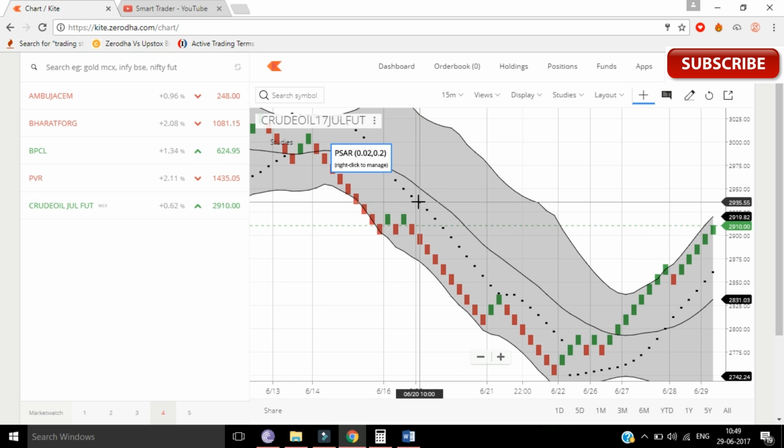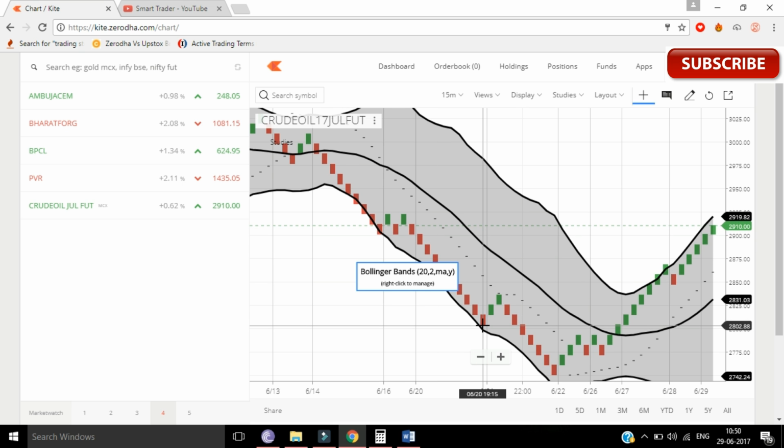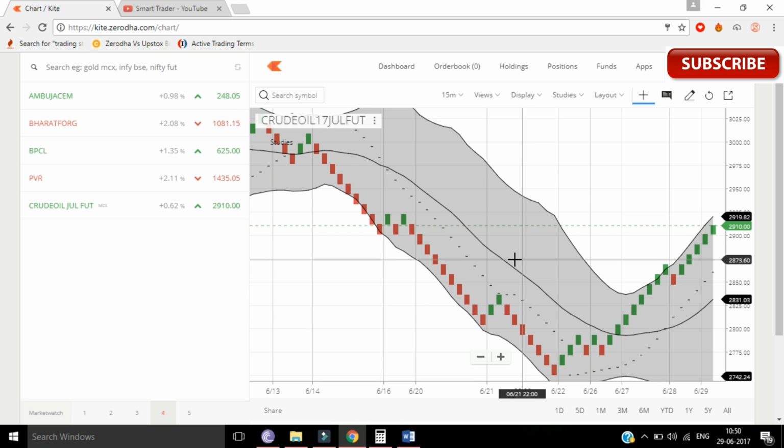I'll think of sell and confirmation, selling dots. Sold here at 2902. It went down to 2802, almost 100 points over there. Same thing over here, sell. Same thing over here, buy.